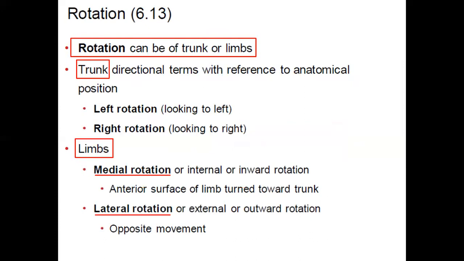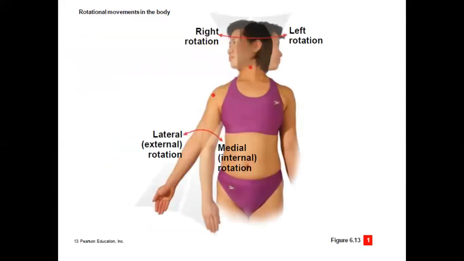Rotation: you can rotate your trunk left or right. So think of looking left or looking right with your head or your shoulders, like rotating your whole spinal column. And your limbs can rotate. Your upper arm and your upper leg, you can medially rotate, or internally, so rotate the upper arm in towards the midline of your body, and move it away from is lateral rotation. So rotating your shoulder or your hip, you can medially rotate internally or laterally rotate externally. Here's medial and lateral rotation of the upper arm. Medially towards the body, laterally away from. And there's left and right rotation.